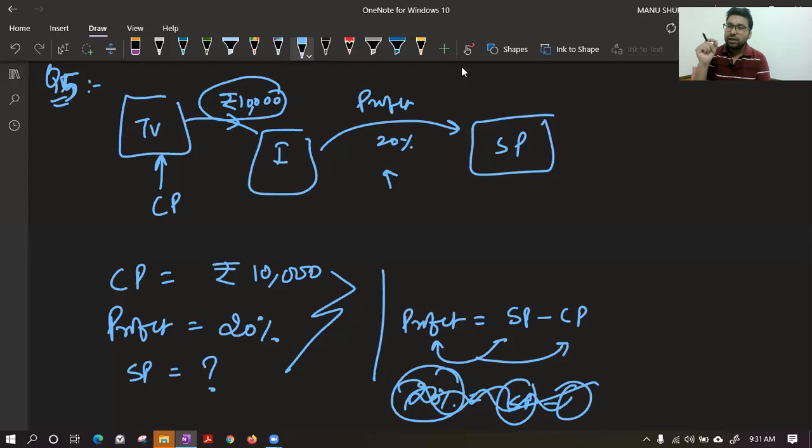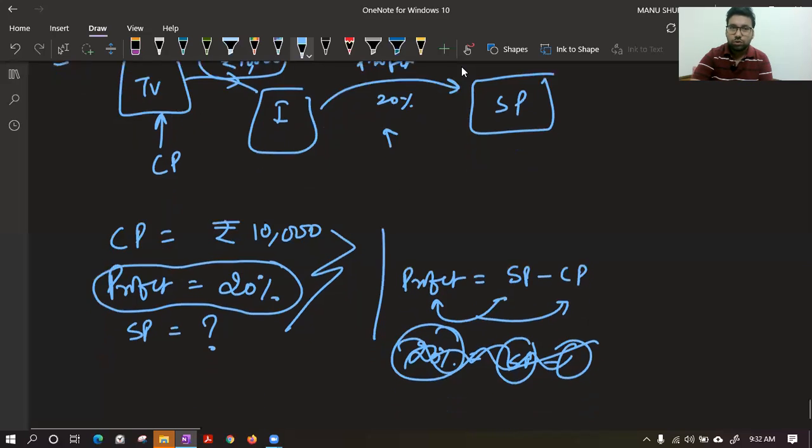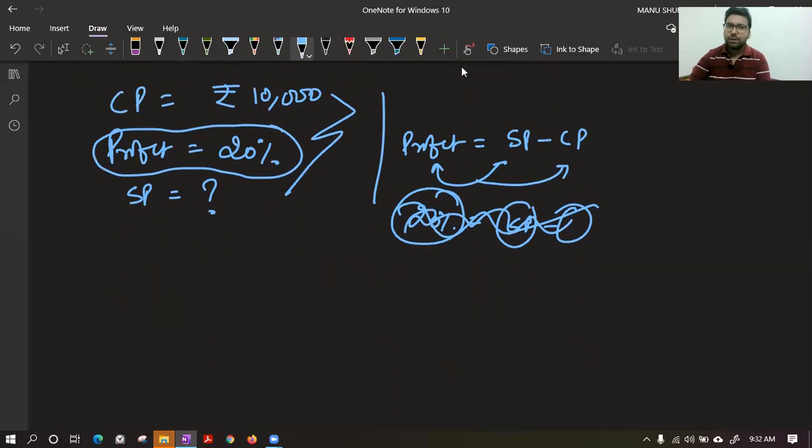First we need to find the value of... Before finding the value of SP, we need to find the value of this thing. This thing is in percentage, na? So we need to convert it into value. Let us find. Very simple.